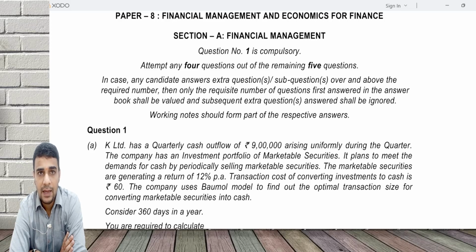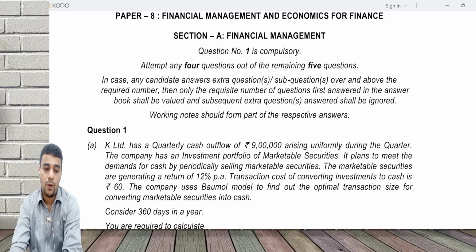Going through the paper, I felt it is not a very simple paper, but it's not very difficult also. Out of the practical questions, I found one question to be very tricky. Other questions were fairly manageable. That is what I felt. Let's anyway discuss the paper.